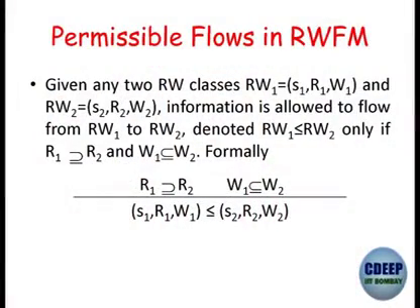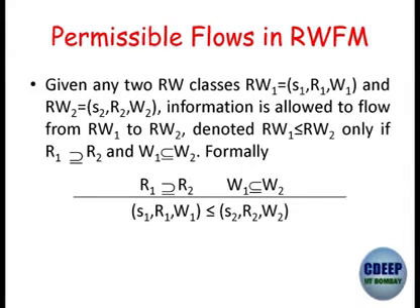Now let us say what are all the flows in such a system we can permit. Given two classes in the RWFM, let us say RW1, where the first authority or the owner is S1, then the reader set is R1 and then W1. So this is the label for this object RW1 in the RWFM model. And now consider RW2 with the label S2, R2, W2.